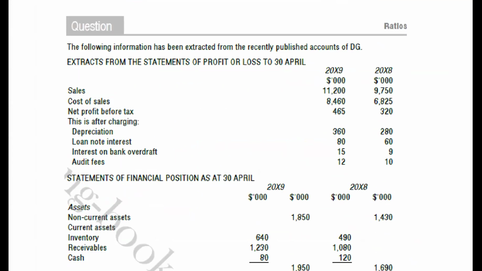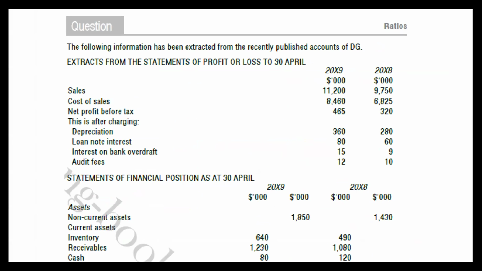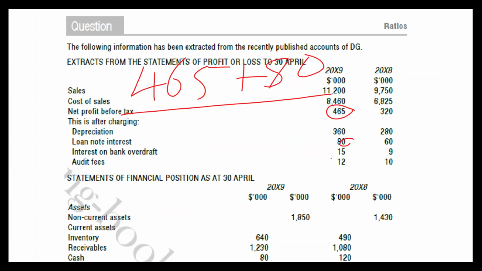Let's get back here. You see, we are just doing 2019 ratios. So the profits we have already calculated. For 2019, the profit before interest and tax 465 plus the interest of 80, and all that divided by the sales 11,200, times 100, of course. So what is the rate as profit to sales ratio? Operating profit. 4.87.